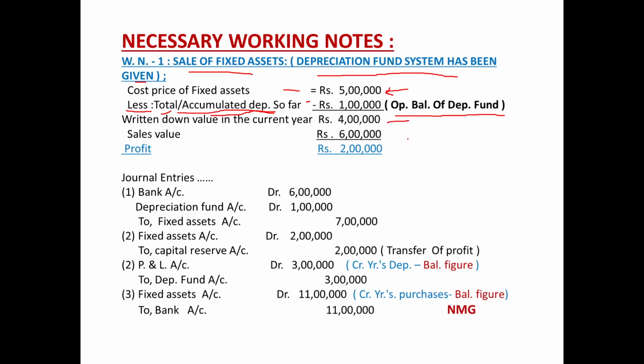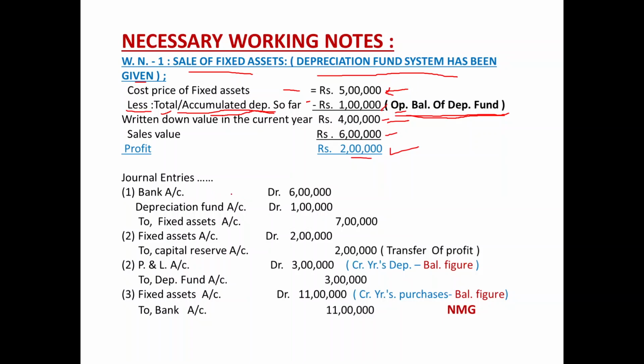So we got the written down value, original cost minus total accumulated depreciation, lying under the title of provision for depreciation or depreciation fund. That is the opening balance. We deducted it and we got the written down value of ₹4 lakh. Compare it with the selling price. Selling price as given in point number 1 is 6 lakh rupees. That gives the profit ₹2 lakh. So we decided the profit due to sale of fixed assets in the beginning of the year. Let us record it by passing the journal entries.